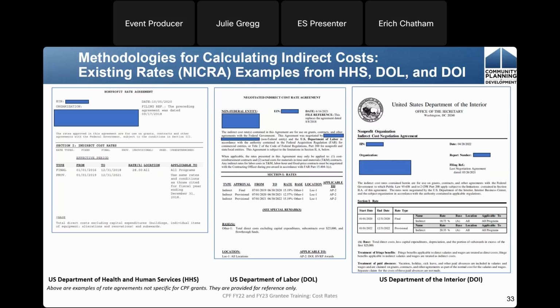But here in the middle is a sample of how this looks from the Department of Labor, and on the right, the Department of Interior. And so you see the different types of rates. Basically, the breakdown of the rates has this very similar table: the type of rate, the effective period, the rate itself, and what different grants or programs it's applicable to. And you see in these examples, it appears that they're applicable to all programs. Remember, you have to have that consistency of charges of your direct and indirect costs across all programs. Next slide, please.